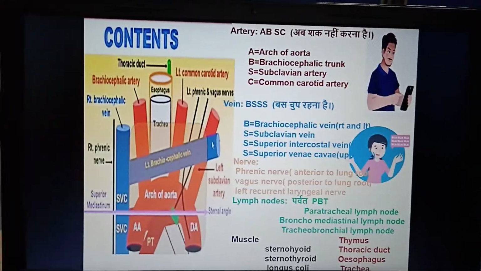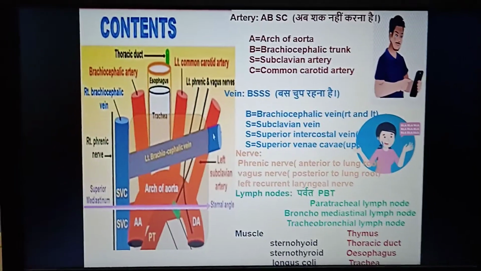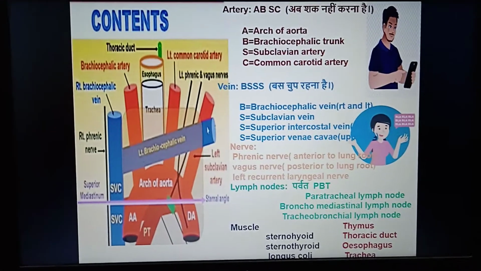So just decode. We are talking about the superior mediastinum. That is the home of the grandchildren.